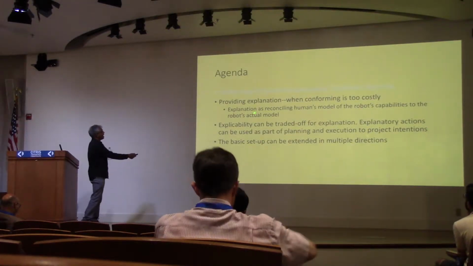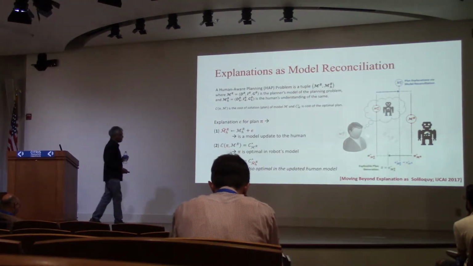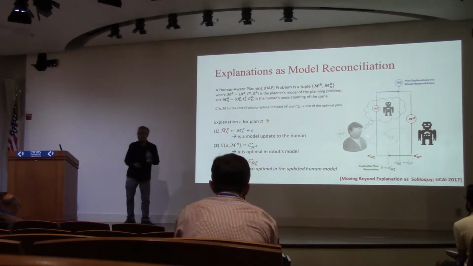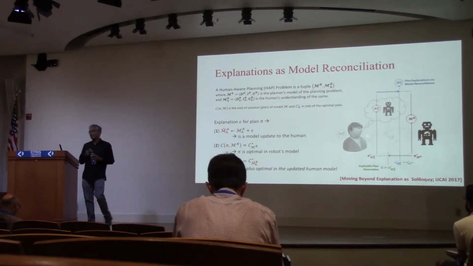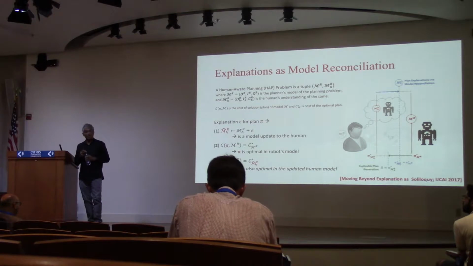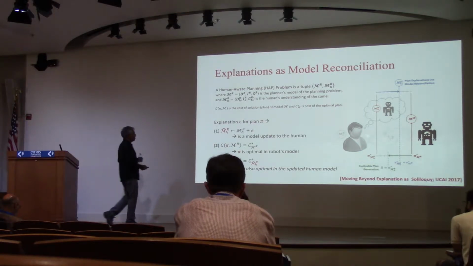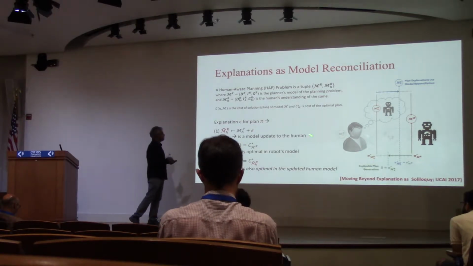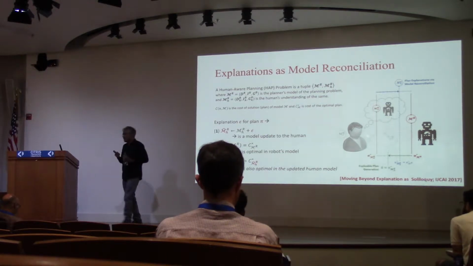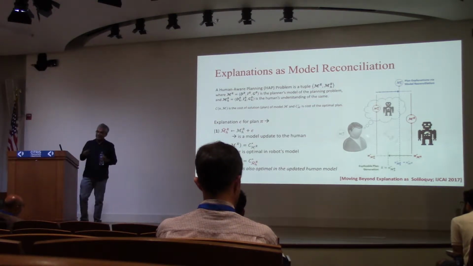Okay, so the other issue, of course, is to provide explanations. So you decide to make a plan that is optimal with respect to your model. That is, the robot decides to make a plan that's optimal with respect to its own model, and then tries to see how to make the human realize that this plan is optimal for them too.